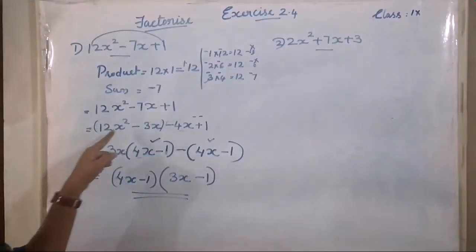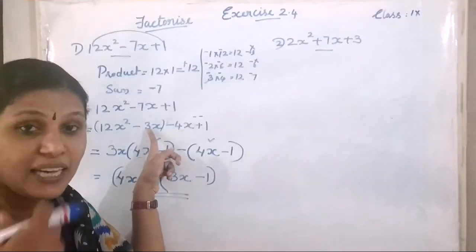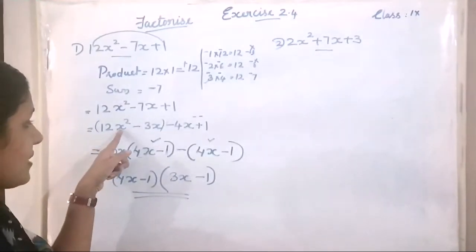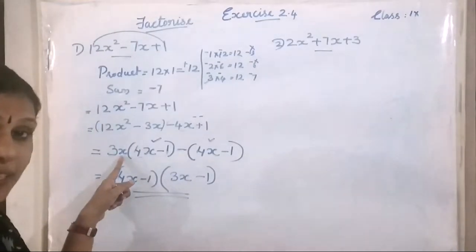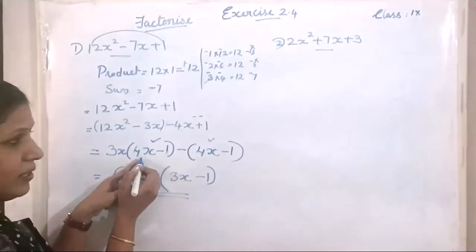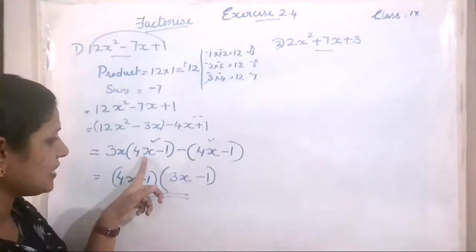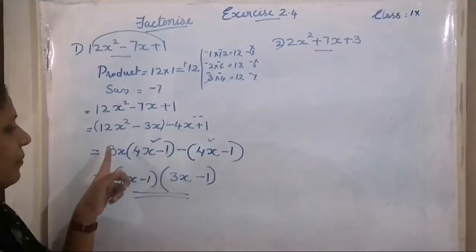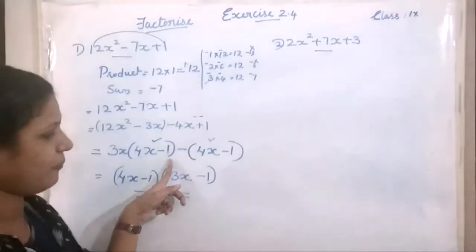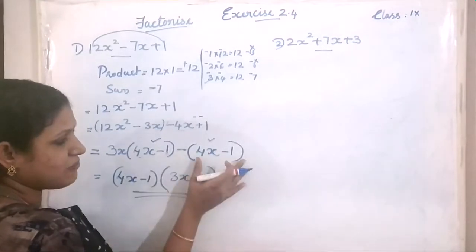In the first part we need to find which numbers and variables are common. That number and variable we take outside. In 12 and 3, 3 is common, and x square and x, x is common. So 3x we take outside. The remaining is 12, 4. So 3 into 4 is 12, x into x is x square. That is 4x. And 3x taken outside, the remaining is 1, not 0. 1 is here.